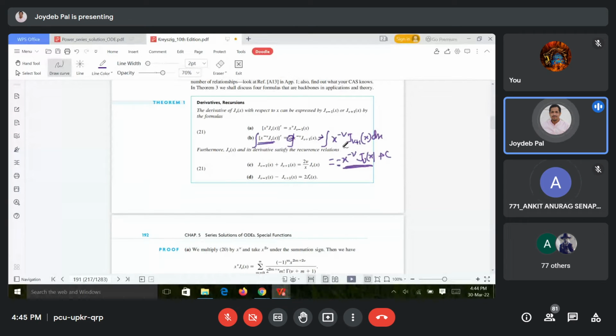Yes. So here the formula is: integration of x to the power minus nu j nu plus 1 x dx is equal to minus x to the power minus nu j nu x. From the third, we will get an integral formula. You take both things, plus c, is equal to integration of j nu minus 1 minus j nu plus 1. Right?